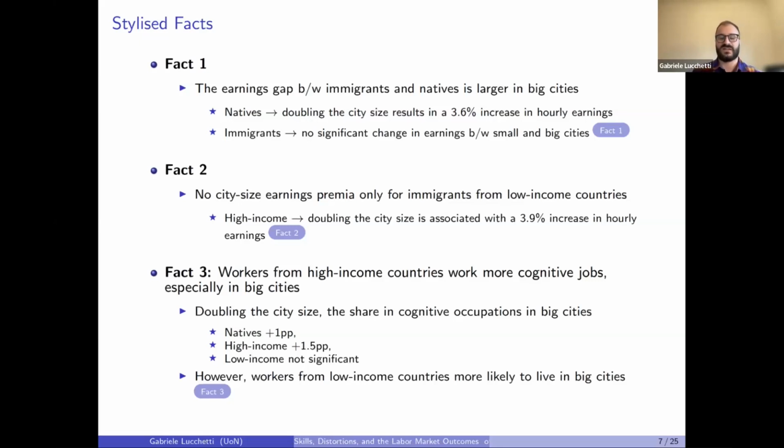Okay, so related to fact 3, I told you that fact 3 tells something about the spatial distribution of workers across cities and occupations. In particular, I show that workers from high-income countries tend to work more in cognitive jobs, especially in big cities. Doubling the city size, the share of these workers in cognitive occupations increases by 1 percentage point for natives, by 1.5 percentage points for immigrants from high-income countries, whereas for immigrants from low-income countries, the increase in the share is not significant. However, this last set of workers are the workers who are more likely to live in big cities.